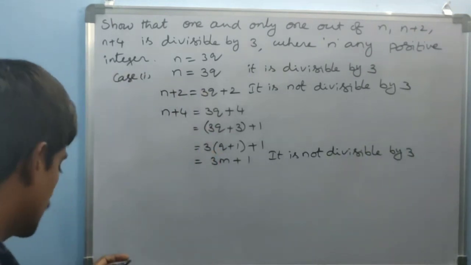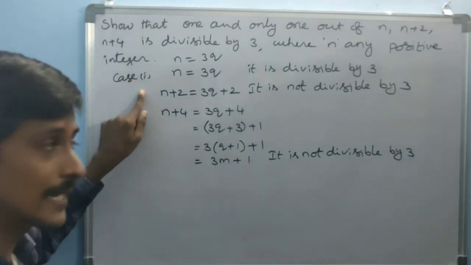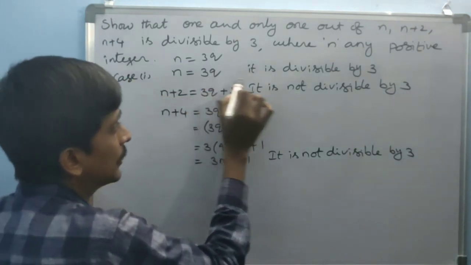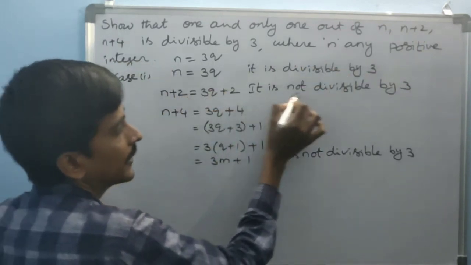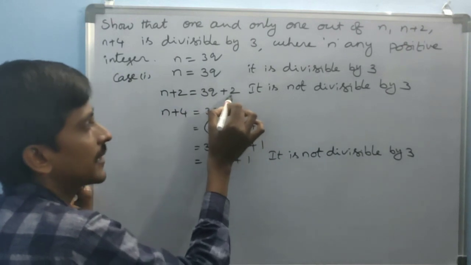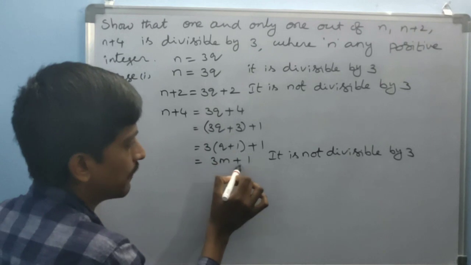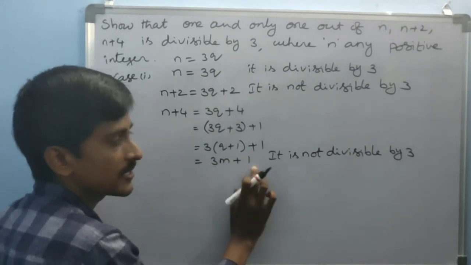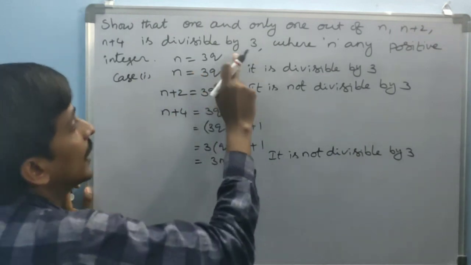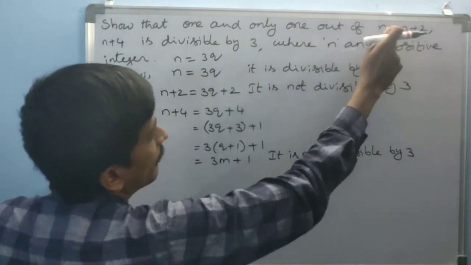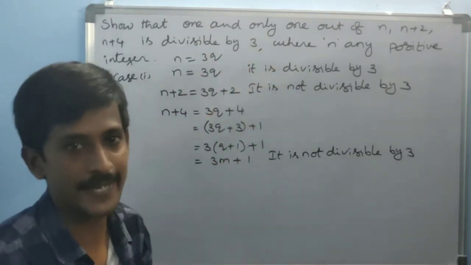So in case 1, n equals 3q, it is divisible by 3. N plus 2, 3q plus 2, is not divisible by 3 because the remainder is 2. N plus 4, 3q plus 4, can be written as 3m plus 1, so here also the remainder is 1 and it is not divisible by 3. In the first case, one and only one out of n, n plus 2, n plus 4 is divisible by 3. So case 1 is completed.